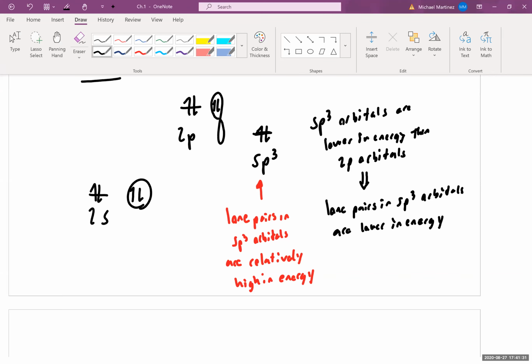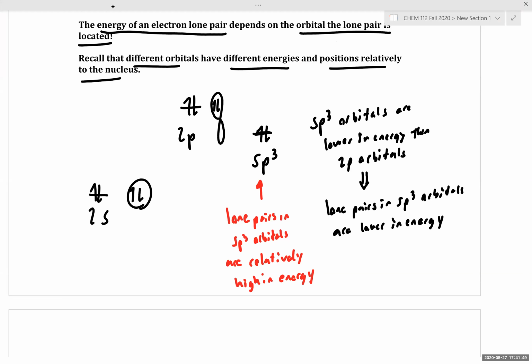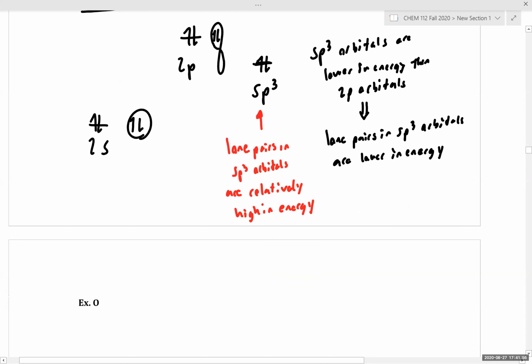Does that make sense to everyone? Does this idea of looking at the orbital energies to get a sense of our lone pair energy, does this thought process make sense to everyone? Any questions on this idea? Yes, d and f orbitals do hybridize, and we'll talk about that in passing later on in this chapter. Good question.